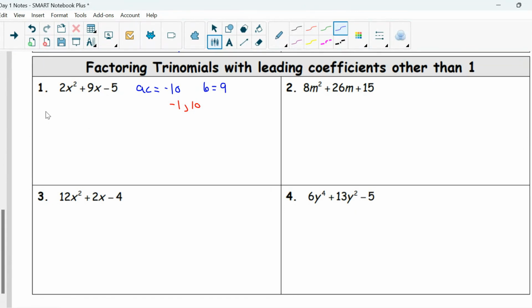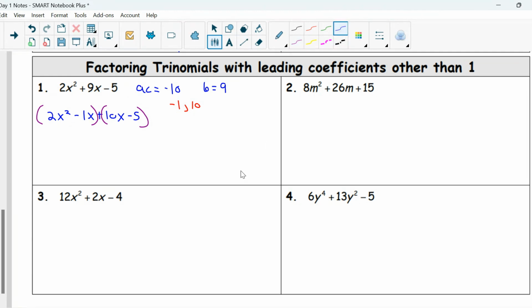So I'll have 2x squared minus 1x plus 10x minus 5. Remember, for your grouping, all you're doing is breaking up your b value. And then I'm going to separate my two groups.